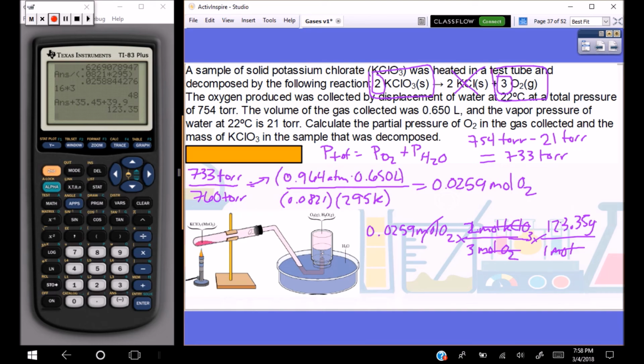I've got my 0.0259 times the top, which was 2, divided by 3, which is the bottom, and then times the top of the next one, 123.35. All right, and I've got 2.12 grams, actually 2.13 grams, sorry. Looking at my sig figs, 2.13 grams is my mass made. Okay. And that is all for today.